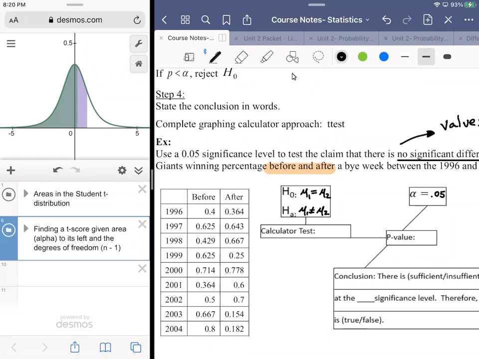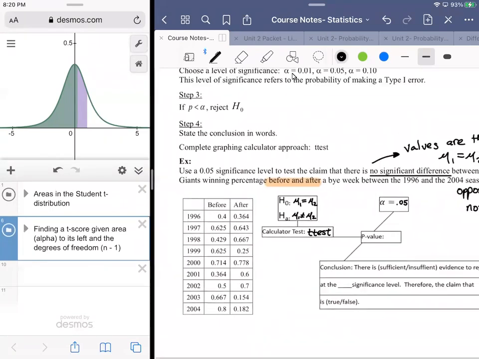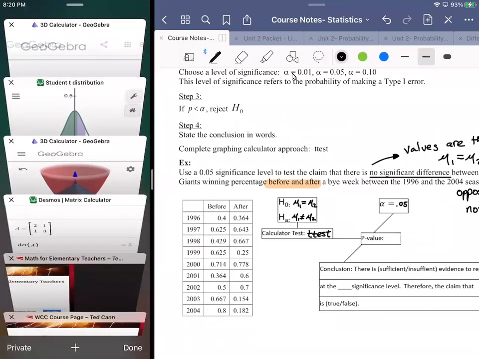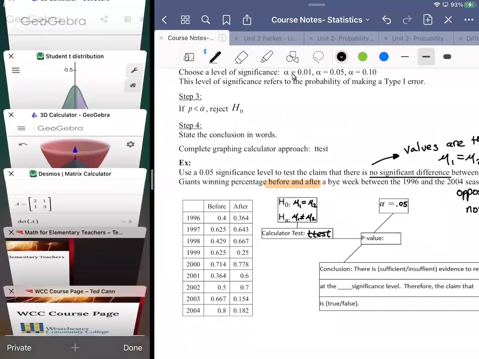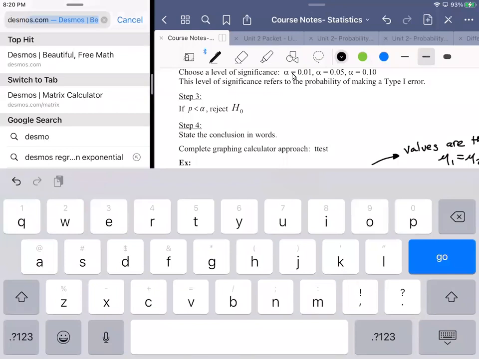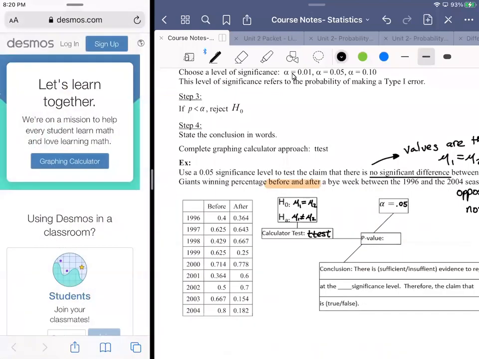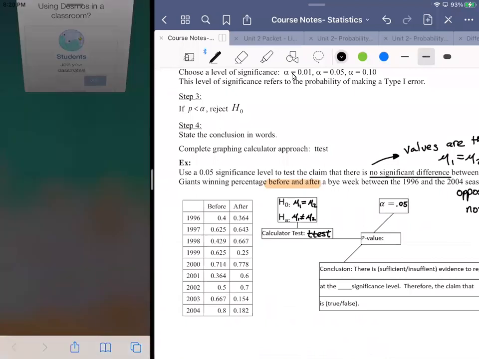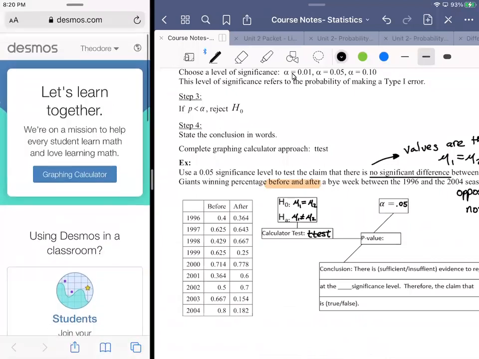So the calculator test is still going to be a t-test. It's just how we're going to perform the t-test that's going to be a little bit different from what we did before. The way we handle this is by crunching the numbers. I'll pull up a blank Desmos here and just type in the data. Because it's not equal, does that mean this is a two-tail test? It would be a two-tail test, yeah. Cool. And I'll get to how that impacts the p-value in a minute.